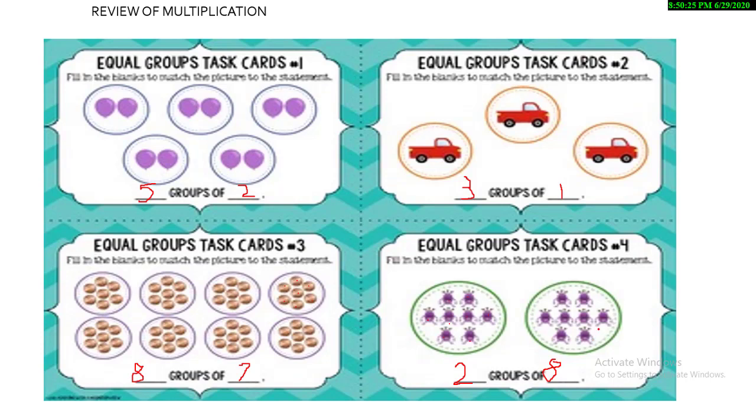I add this example because I know that this kind of blanks are given in your book, and I explain to you that you should not swap the numbers. For example, if you mention 1 group of 3, then your answer will be totally wrong. So first you need to mention the number of the groups and then the items in each group. Yes, I hope that you guys understand this kind of blanks.